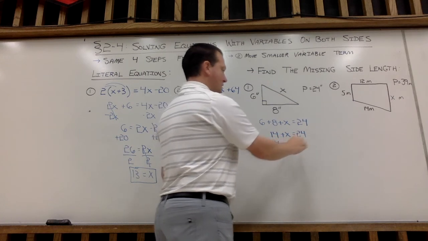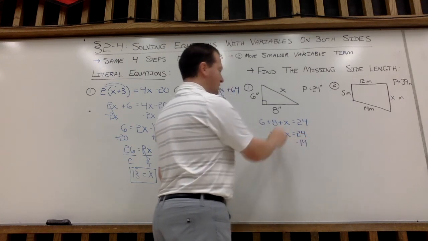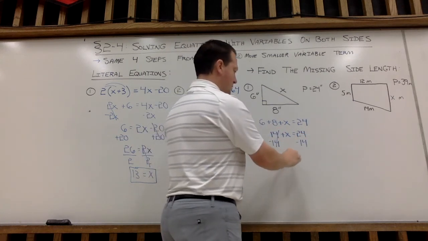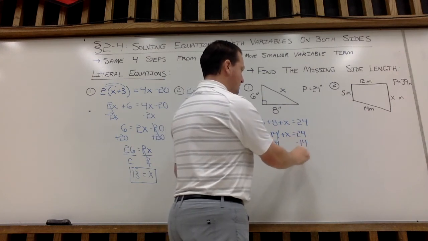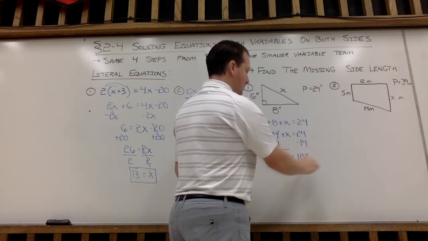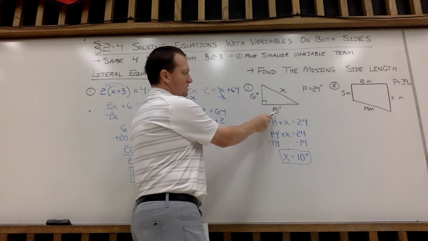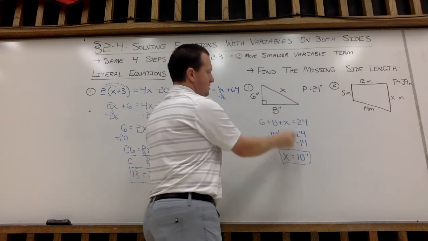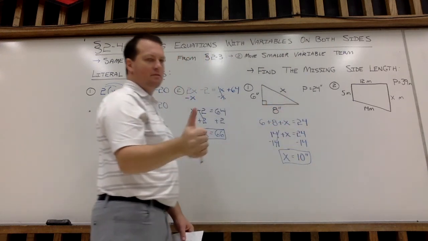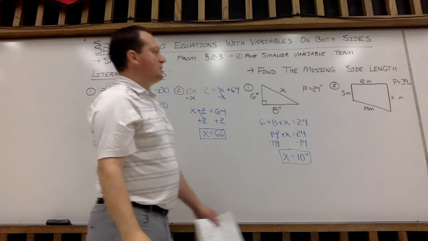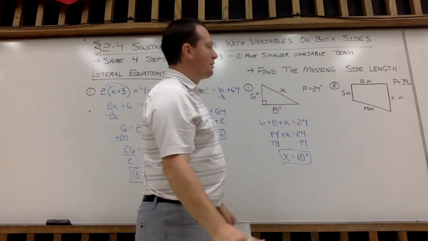Undo adding 14 with subtracting 14 from both sides. 24 minus 14 is 10 inches. And you can always double check. 6 plus 8, 14. 14 plus 10 is 24. Last figure here, we've got some meters.